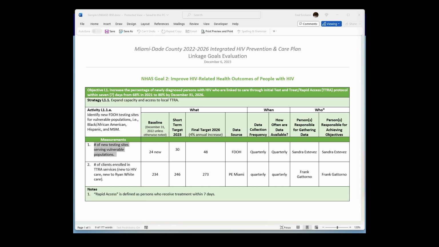See, the problem I have with that is the activity only defines what we're trying to accomplish by measurement number one. From what I can see, and again, I don't understand the nomenclature, measurement number two has nothing to do with that activity. So the idea is, why wouldn't you have an activity that says increase the number of clients enrolled in TTRA services to new HIV care and Ryan White to 273 by 2026, or something along that line? By the way, the measurements could be laid out that way, or a couple words added to make the measurements into activities, and then maybe at that point in time you just put the activity in as a note in the objective field or something along that line.